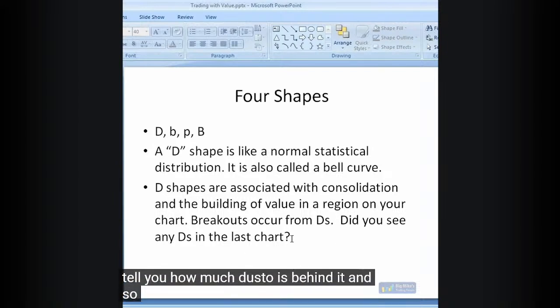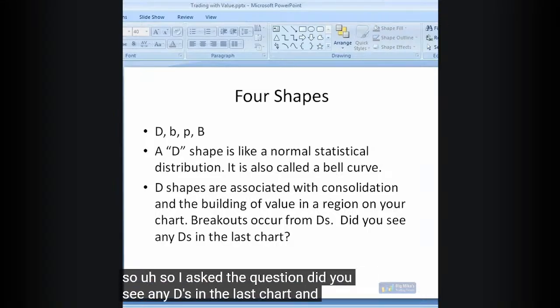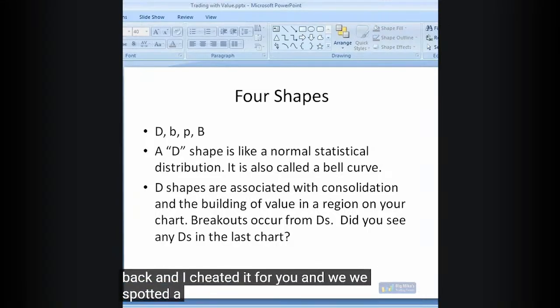And so I asked the question, did you see any Ds in the last chart? And I went back and I cheated it for you, and we spotted a D there.